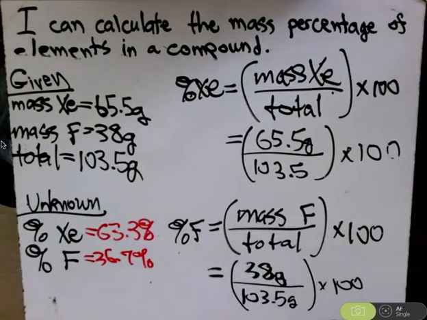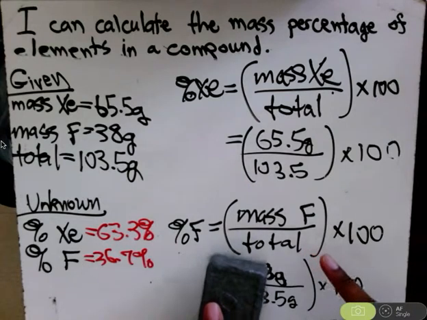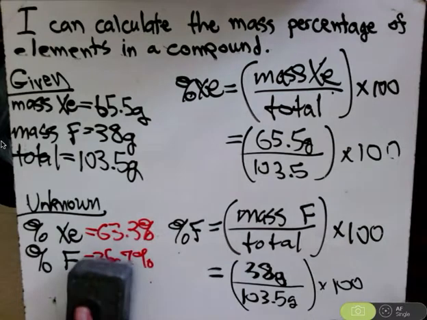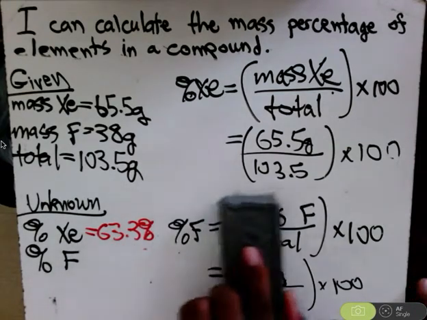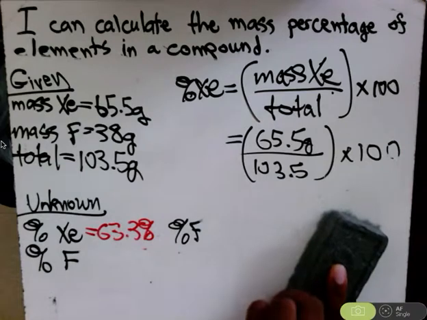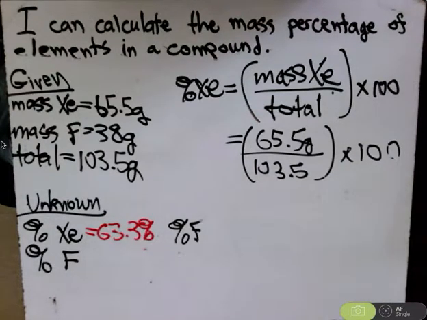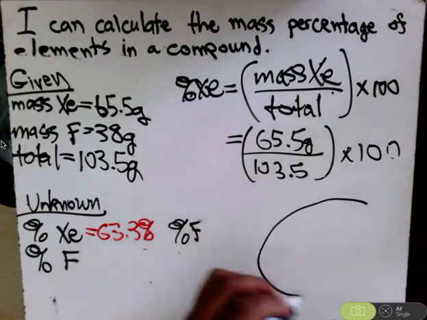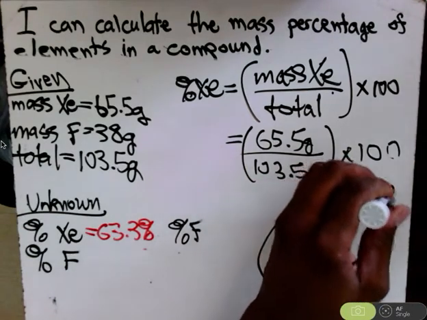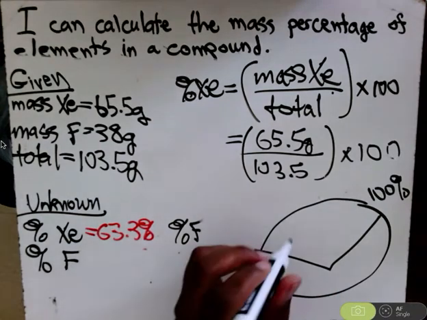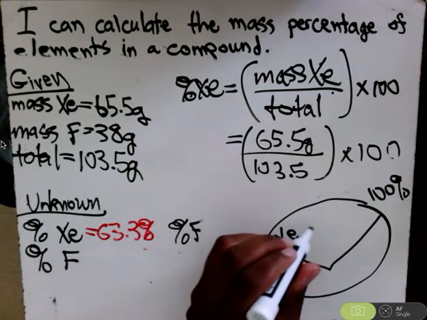But what if we didn't want to do this? We really don't have to do this to get the percent of fluorine if we already know the percent of xenon. And let me explain. So say we already solved for the percent of xenon, we got 63.3%. Now we want to get the percent of fluorine. Now remember, all percents are fractions out of 100. So if this is 100%, and my xenon is going to be 63.3%.